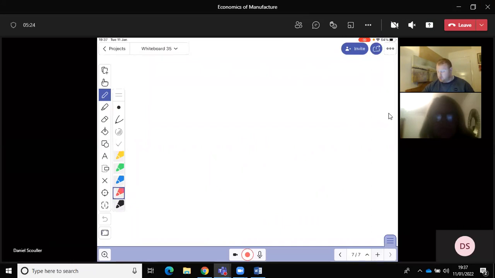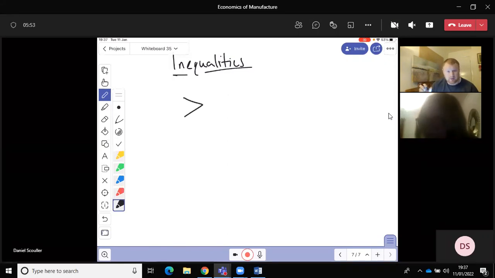Okay, hopefully you can see that. So looking at inequalities. The following symbols are the ones that we use, and these are just the meanings of them. Mostly it's going to be a triangle like that, and it's going to point in different directions.